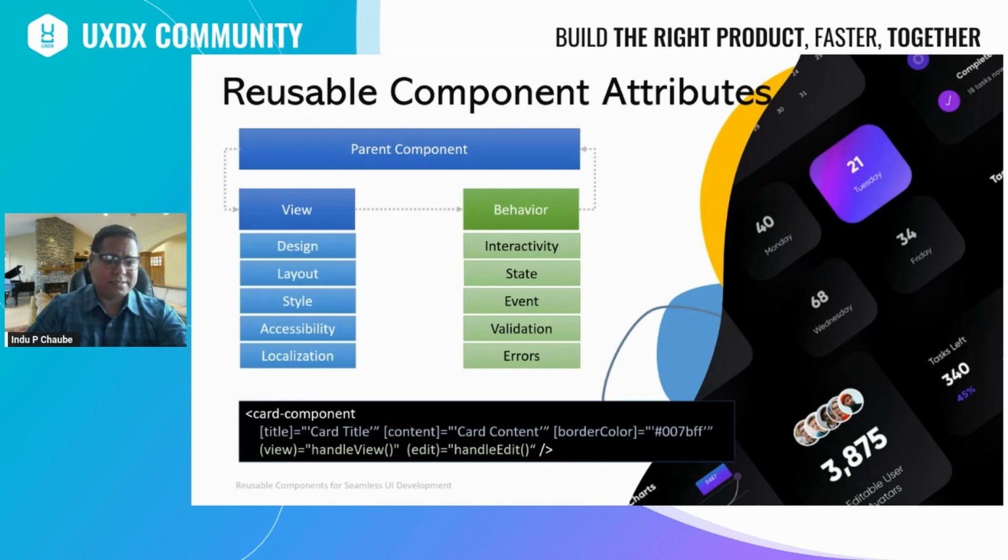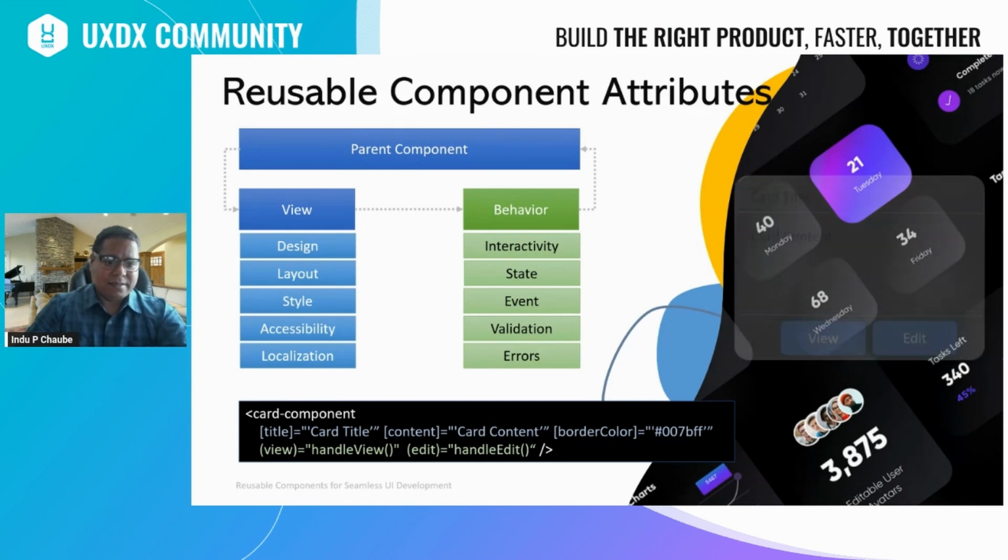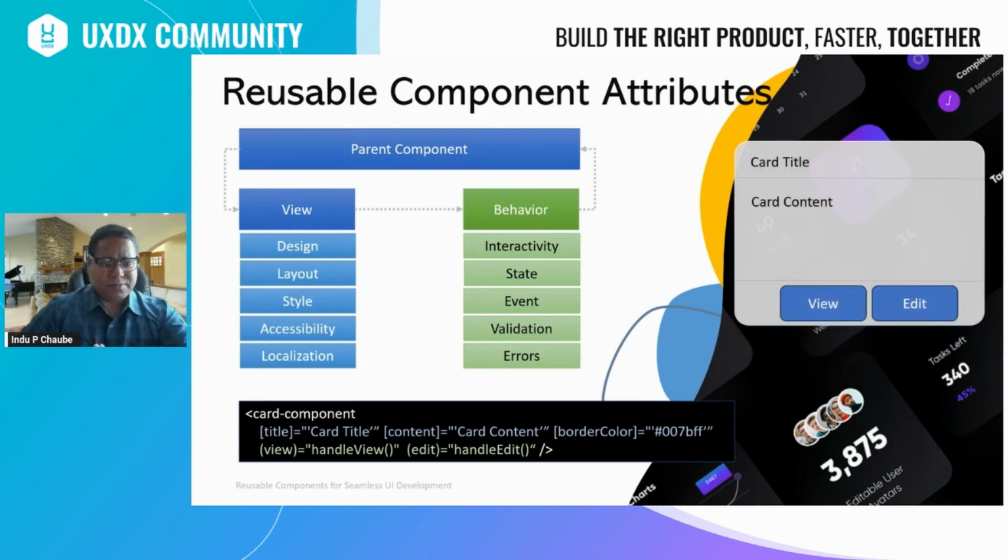I'm going to give you an example for the card component. No matter which framework or language you write in, this is an example in Angular, a very small piece of code where you can see the title, content, and border color for the component. At the same time, we are saying view and edit are two events a user can perform throughout the card interaction journey.